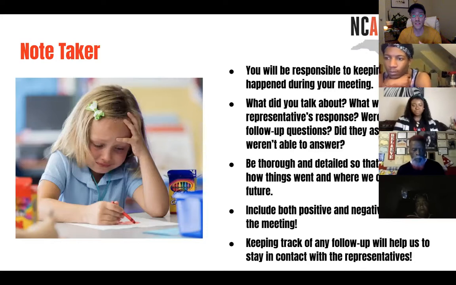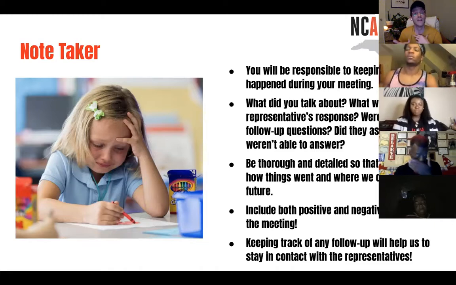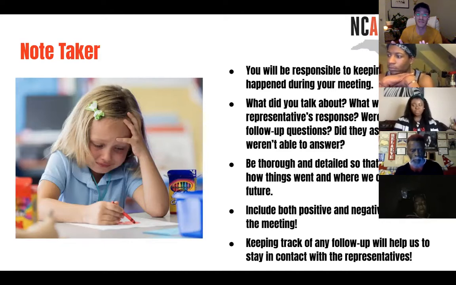It's important to be thorough and detailed so that we can know how things went and where we need to focus in the future. That's where we can see if there were questions that need to be answered. If somebody seems particularly interested in one topic we're talking about, then we know maybe they can be a champion for our cause, or vice versa. If it's somebody who is really negative, maybe we should avoid bringing them into too much conversation because they don't seem super interested, and maybe we don't want to have conversations with them in the future because they were a little bit harmful to our folks. So it's really important to include both positive and negative things about the meeting, and keep track of any follow-up so that we can stay in contact with those representatives.